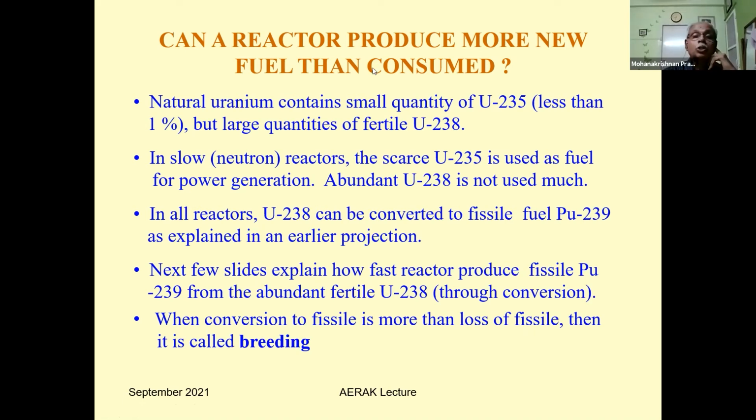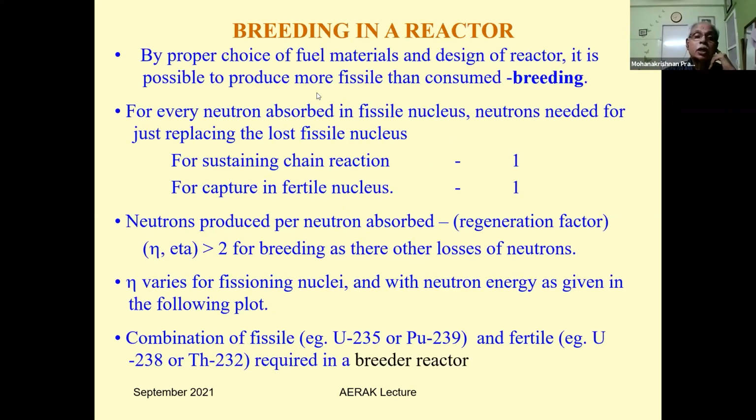By proper choice of fuel material and design of reactor, it is possible to produce more fissile fuel than consumed. It's called breeding. For sustaining a chain reaction, we found that 1 neutron is required. But for capturing a fertile nucleus, 1 more is required. Then other processes are there. So the total neutrons produced per neutron absorbed, the regeneration factor, should be more than 2 if you want to reach breeding. This eta varies.